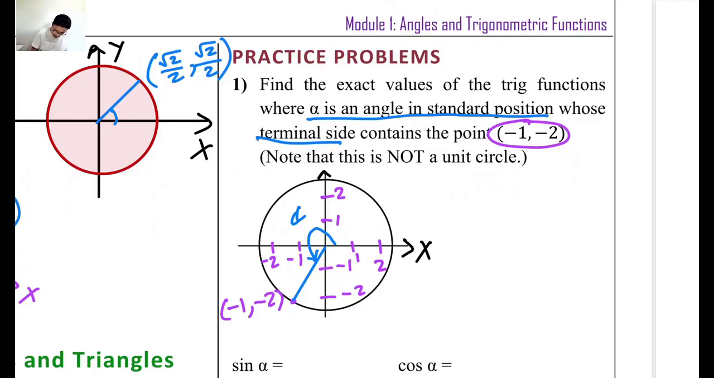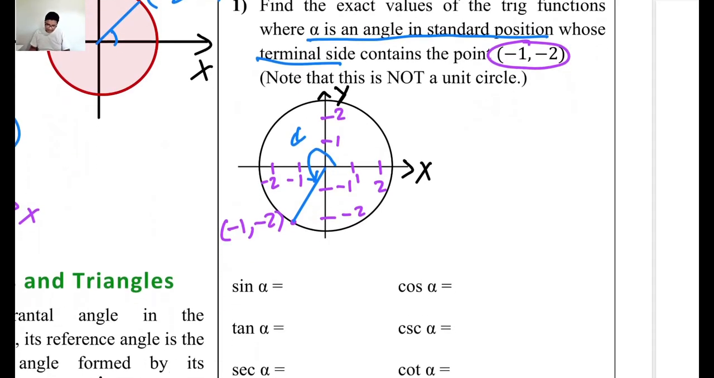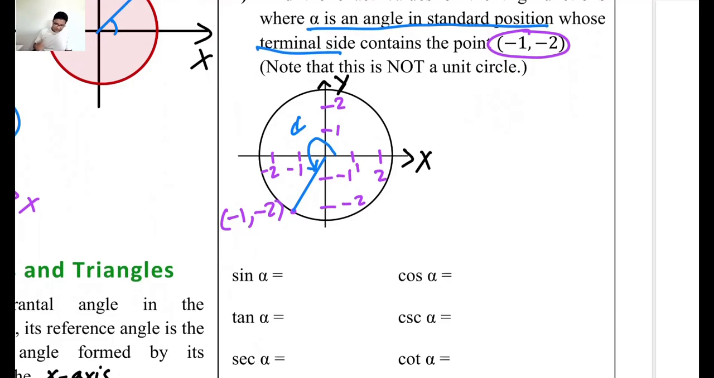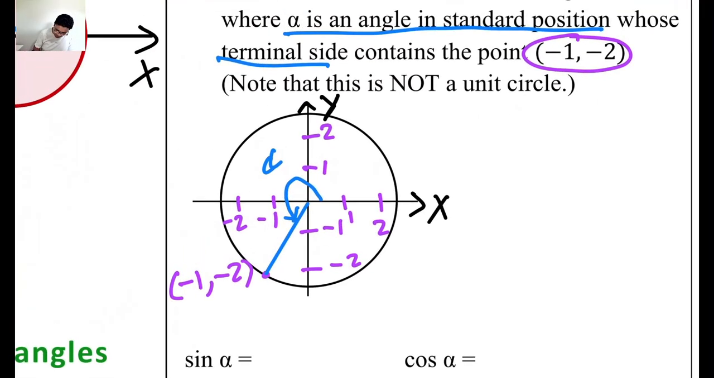X-axis here, y-axis here. Now we have to find sine alpha and all of that. And what did we say will be the trick? The trick will be to use the reference angle. So reference triangle and reference angle. The reference triangle now, I'm going to show it in red color, is going to be here, dotted one. That is the reference triangle.